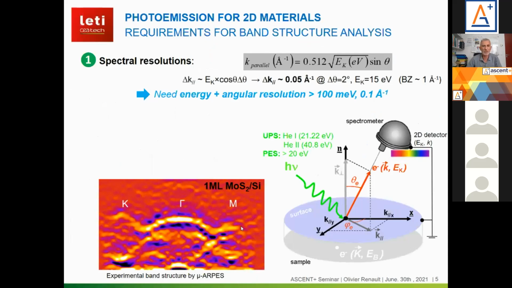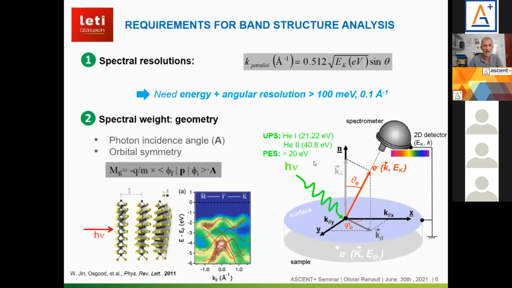Coming back to band structure analysis, you have several requirements. So I've shown you this very important momentum conservation law, which tells you essentially that at low kinetic energy, you will have an enhanced momentum resolution. And this is the reason why in ARPES, for band structure analysis, we usually shine our sample with fairly low energetic light using helium emission at 20 and 40 eV.